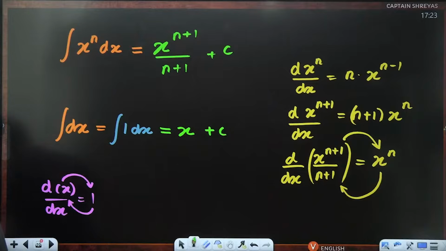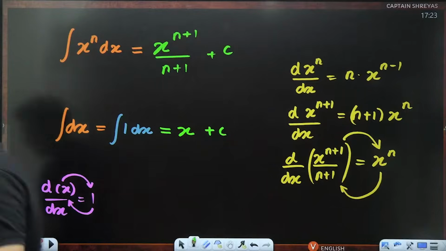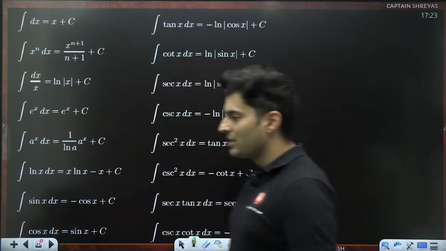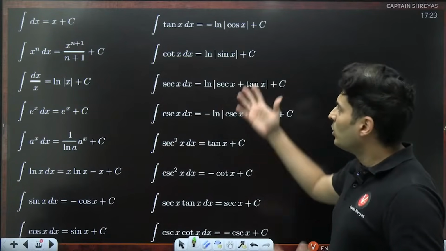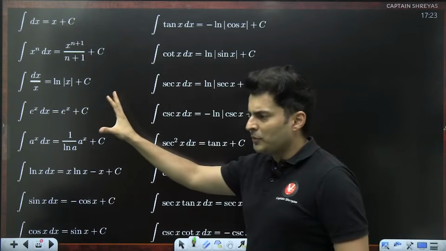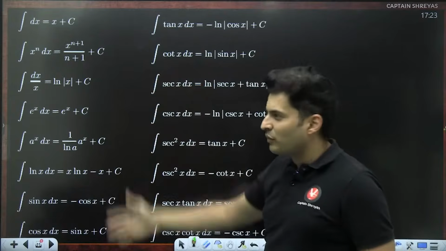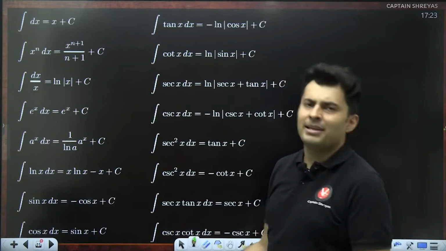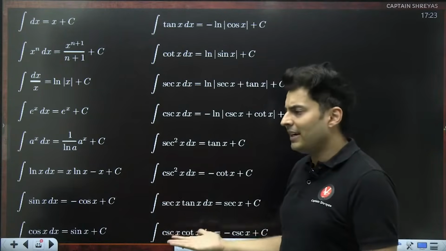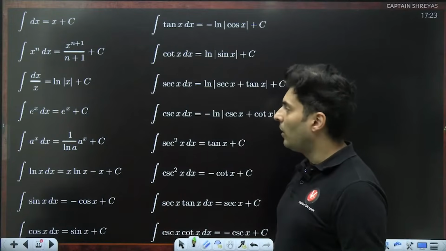Excellent. Awesome. So now, my dear warriors, let's have a look at these formulas. Most of these formulas, you will not even use. Only basic formulas you will see in NEET physics. But as a safety net, we need to just have a look at all the formulas.